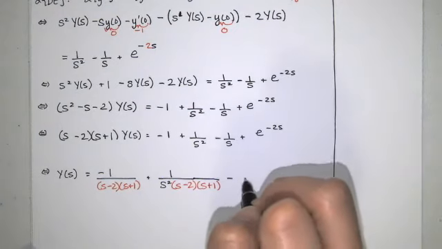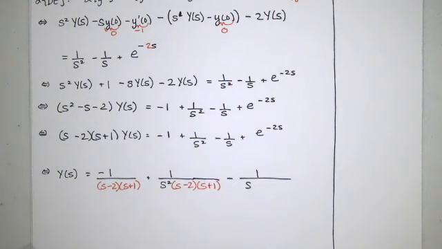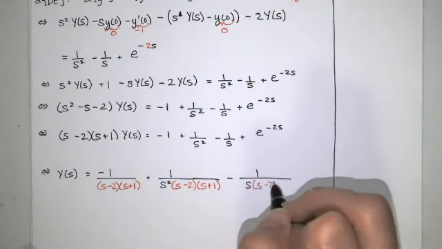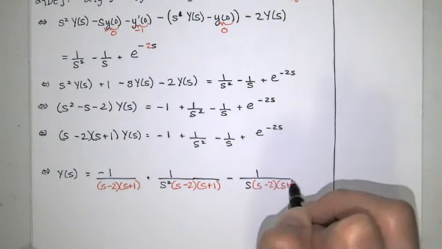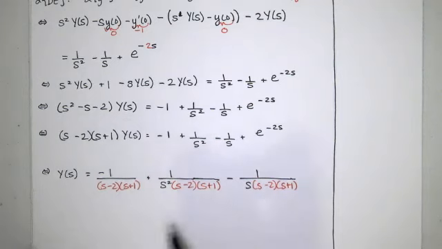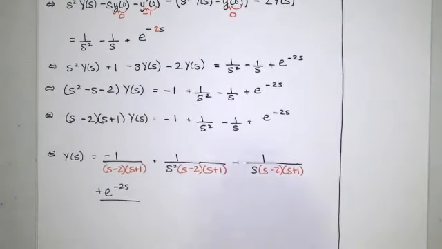And then over here, we're going to do the same thing. We have a -1 over s, and we're multiplying by 1 over s minus 2 times s plus 1. And then we have that exponential function. And we need that over s minus 2 times s plus 1 as well.